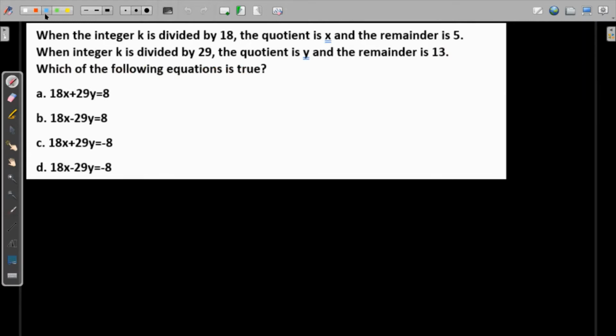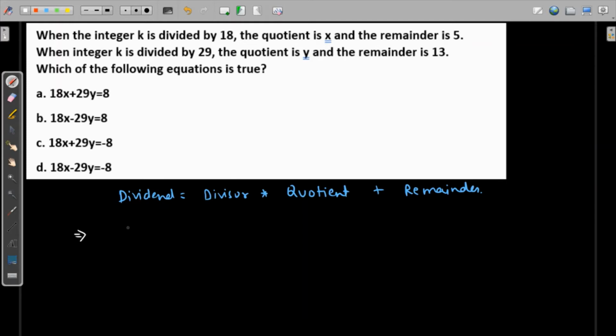So this is a classic question based on the simple rule of divisibility, which says that dividend is equal to divisor times quotient plus remainder. So we are going to use this equation twice. Why twice? Because there are two such conditions given.